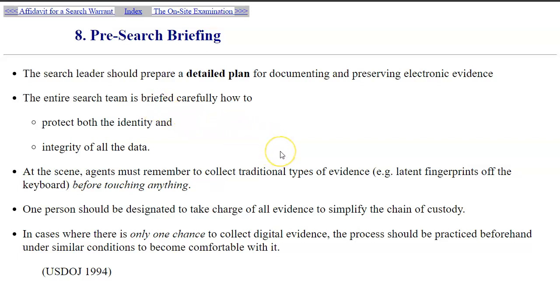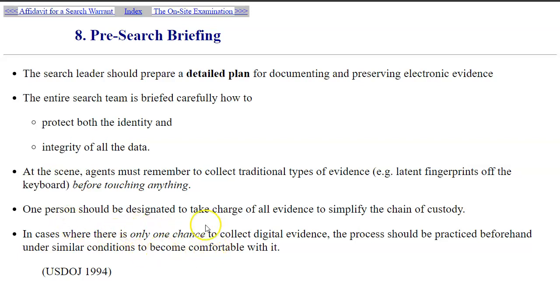So of course, remember to collect traditional types of evidence such as fingerprints on the keyboard, and before you touch anything, it is also very highly recommended that you photograph and videotape the entire crime scene or whatever location you're processing, so that you should be able to find out from your own records how everything was positioned, where everything was connected, all the cables, all the devices, how they were attached, and so forth. And normally one person is designated to take charge of all evidence to simplify the chain of custody. So basically a specific person's name will be used on the original chain of custody when you collect the evidence. That's just a very standard practice.